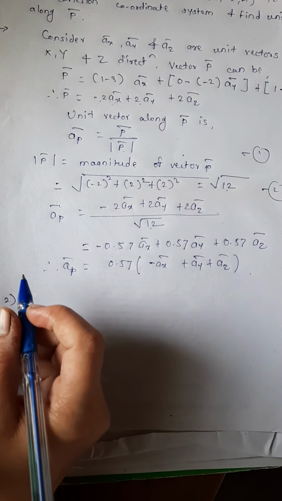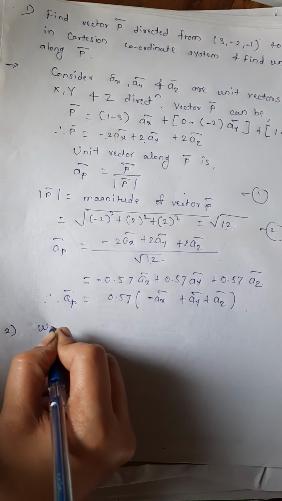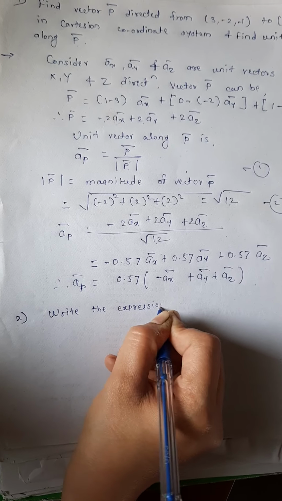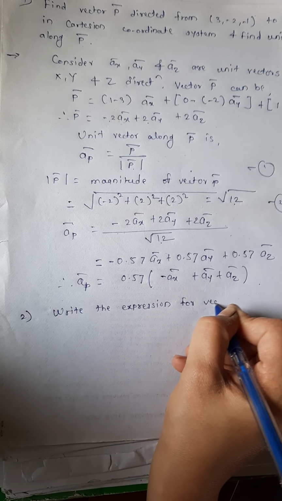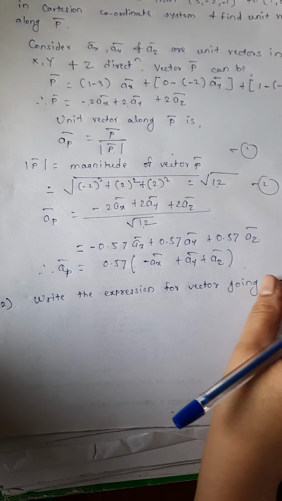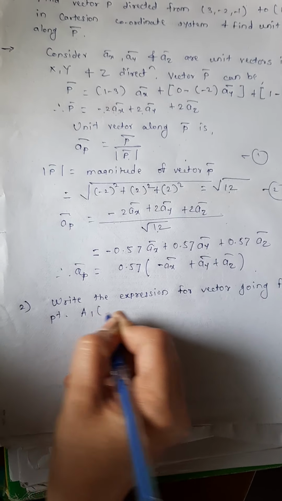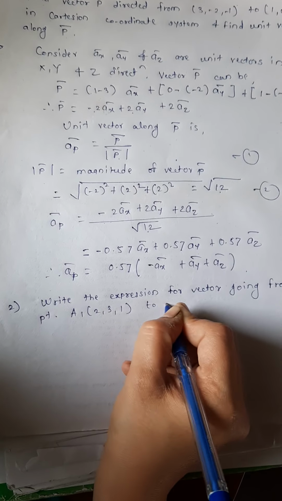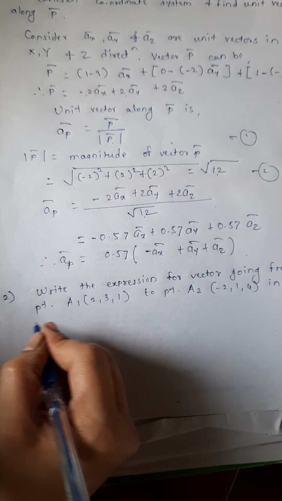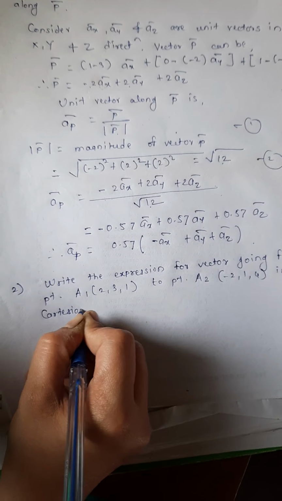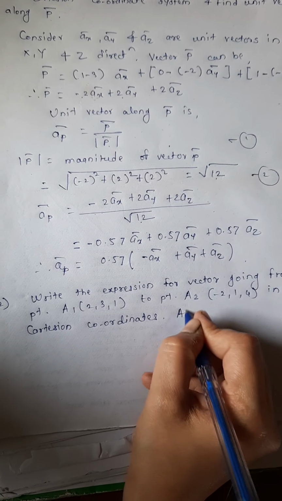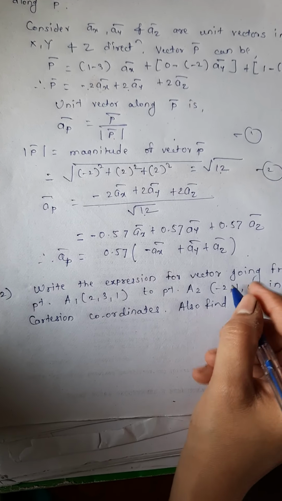And second is, write the expression for vector going from point A1 (2, 3, 1) to point A2 (-2, 1, 4) in Cartesian coordinates. Also find the length of the line.